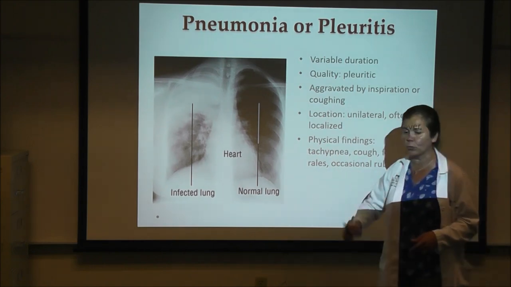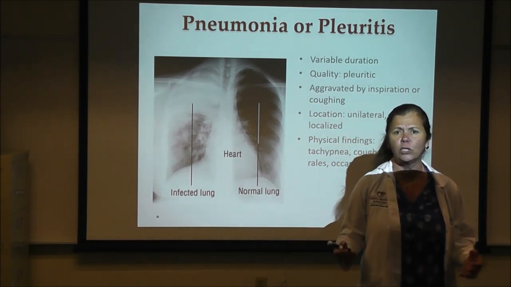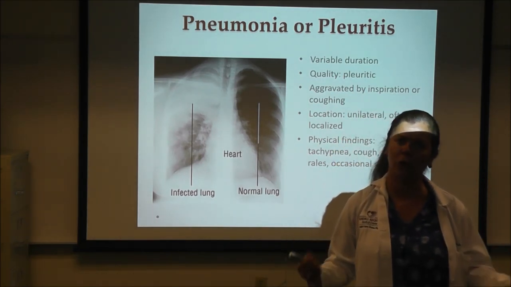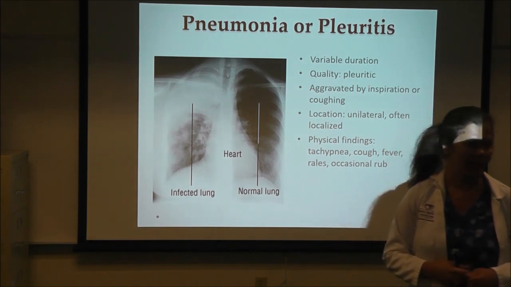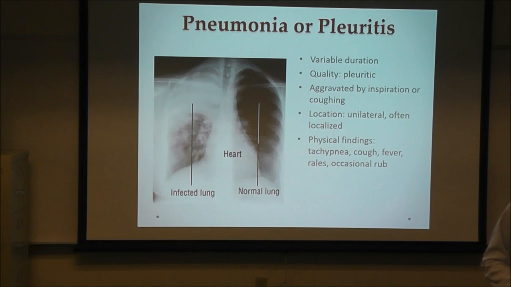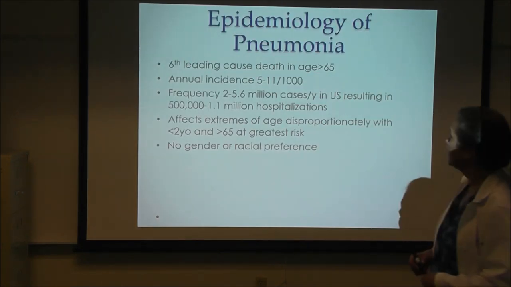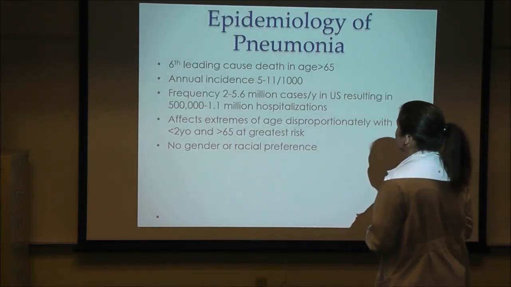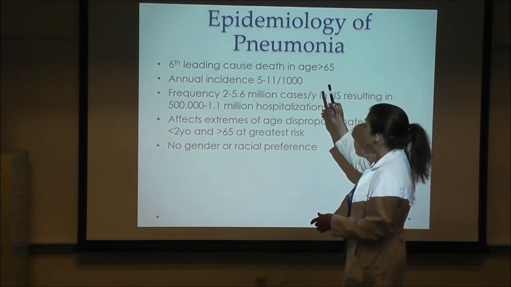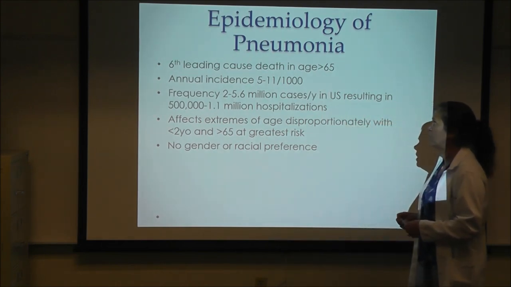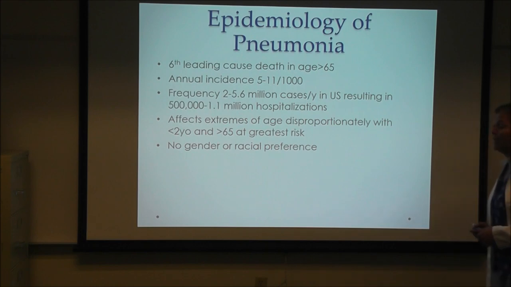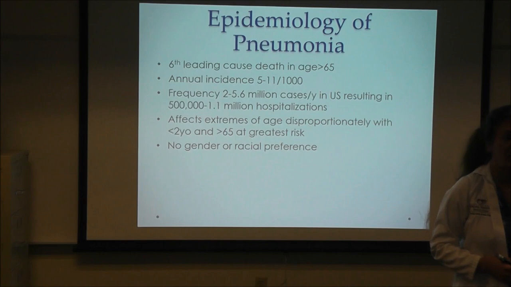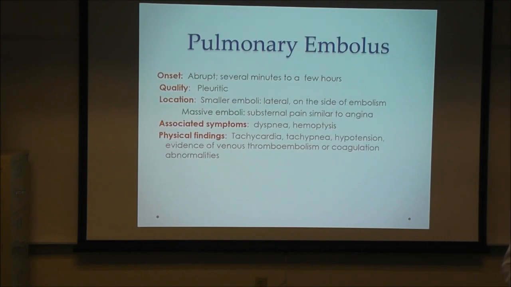And of course, the patients would have signs and symptoms of pneumonia, which is no more than fever, leukocytosis, productive cough, sometimes or not associated with hemoptysis and rales as well. Basically, these are the statistics: it is the sixth leading cause of death in patients more than 65 years of age, and it's highly prevalent in hospitalization and economic burden for the country as well.